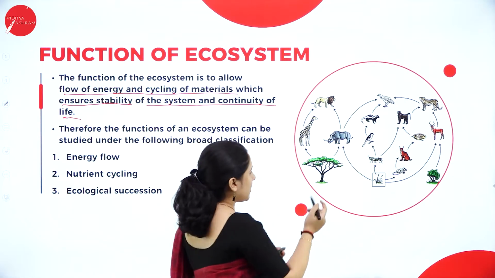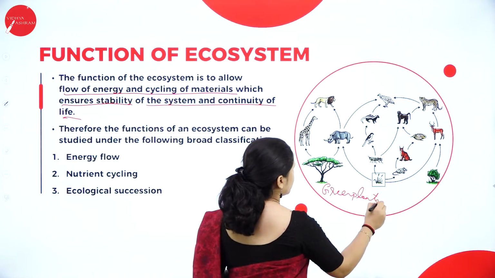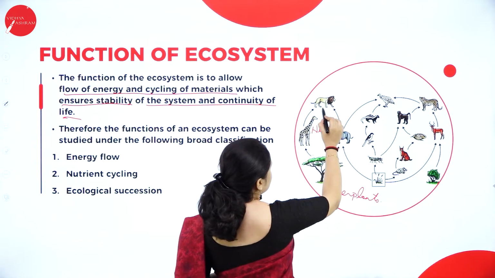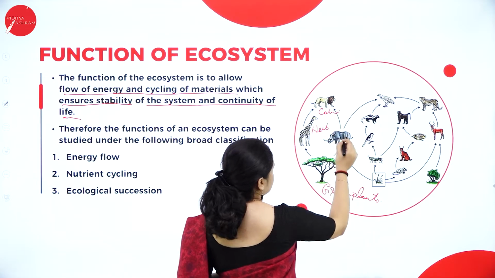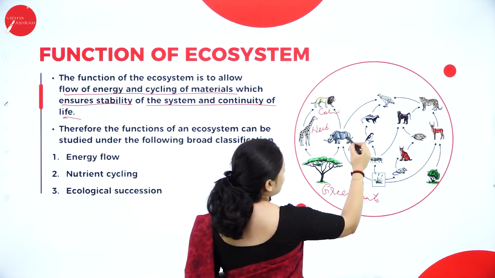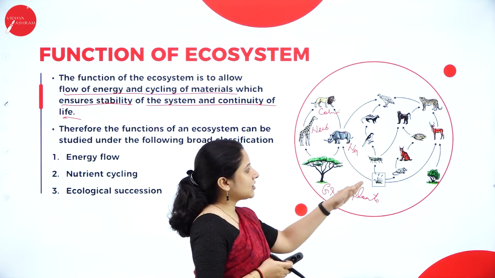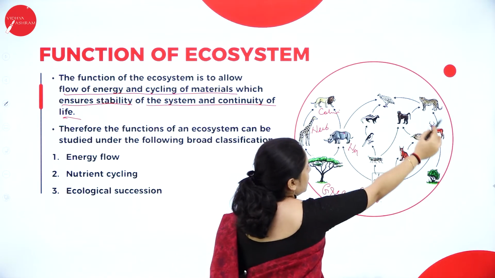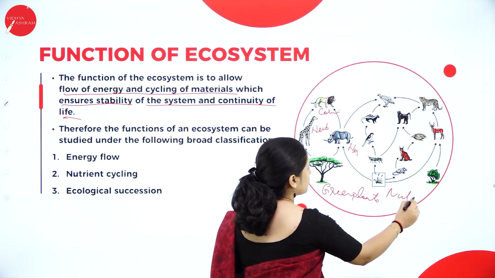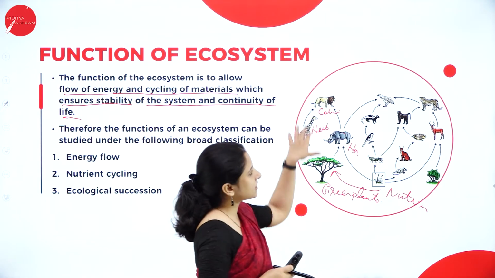wherein, say for example, we have the green plants. So the green plants here will be the producers. These green plants are eaten by the herbivores. The herbivores are eaten by the carnivores. Again, these carnivores are eaten by the omnivores. So like that it continues, and at the end of the day all of these will die, including the plant. So all the nutrients will get added to the soil itself, right? These will again be utilized by the green plants itself, and the cycle will continue.